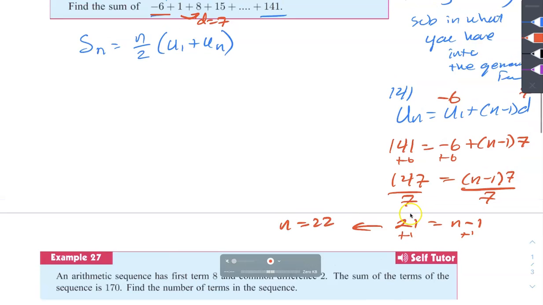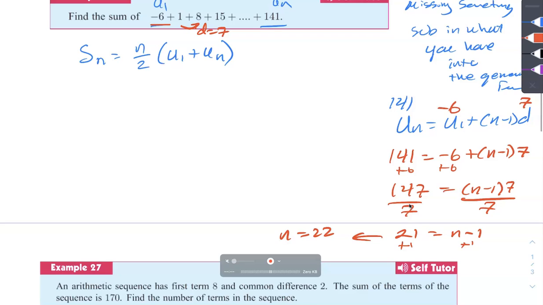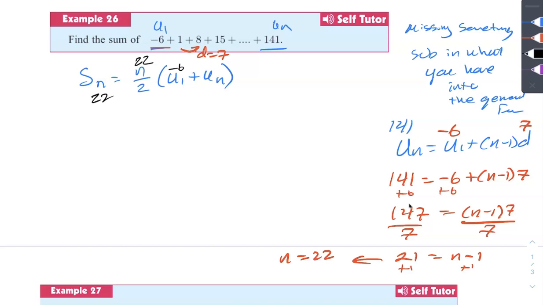So now I have my n, and once I have that, I can go back and plug that into my generic formula up here. This is s of n. So now we can plug that all into our formula up here. So this is 22. My u1 is negative 6, and my un is 141. So we have this.